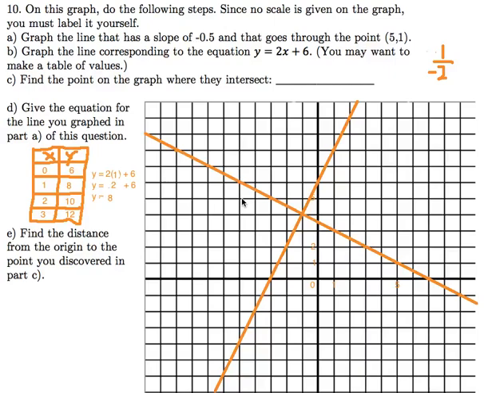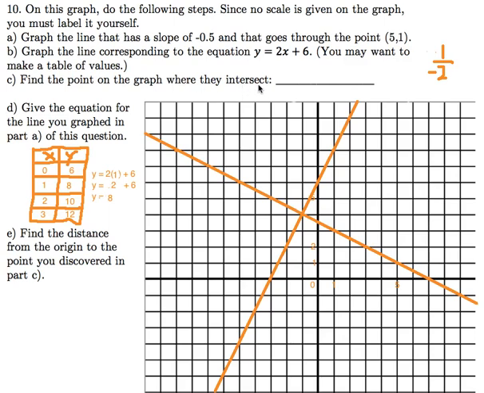Still working on question 10 here, and I just finished doing part B, where I graphed this line here for y equals 2x plus 6. Part A had me graph this line here, a line that has a slope of negative 0.5, and it goes through this point here, 5, 1. So now I got two lines, and part C is saying find the point on the graph where they intersect.